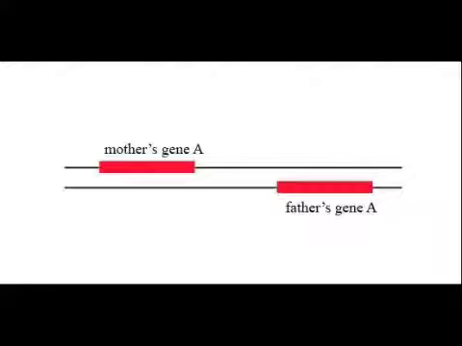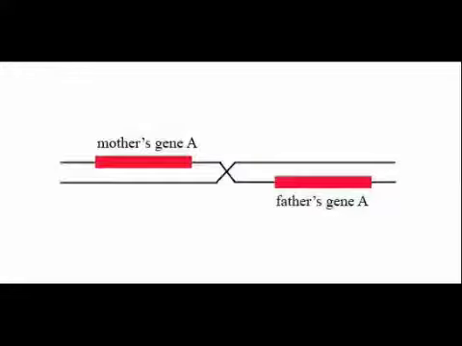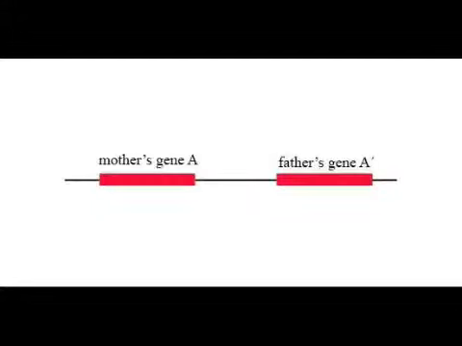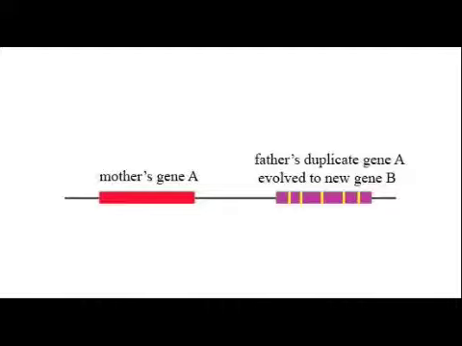If a crossover event occurs between these two genes, as shown here, the gene from the mother and the gene from the father end up on one chromosome duplicated, while the other chromosome has neither gene. Offspring receiving this chromosome are at a selected disadvantage and die out. Over many generations, the offspring with a duplicated gene can accumulate multiple mutations without affecting the original gene, eventually resulting in a new gene shown in purple here.